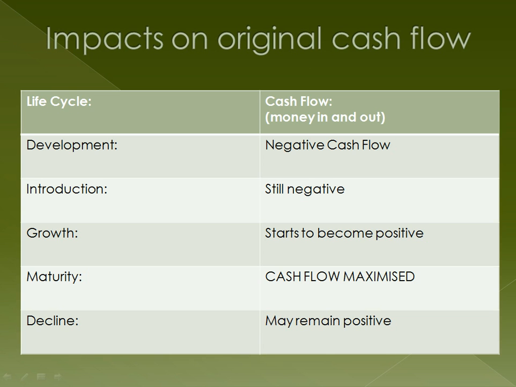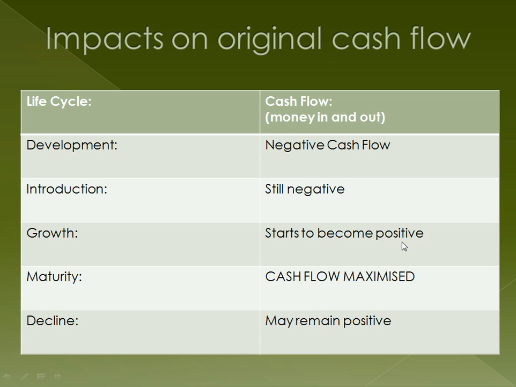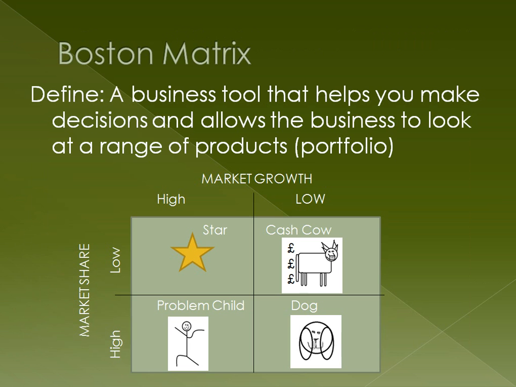Maturity, cash flow is maximized at this stage. Sales begin to peak, and average costs may begin to fall as economies of scale are technically reached. This is your maximum stage. If we look at the diagram here, this is the point where it's the highest and it doesn't expand from this point onwards. Decline. Cash flow could still be positive because although sales will fall, average costs are also quite low at this point. So you might just remain positive. You still have more money in than out, although it's declining.